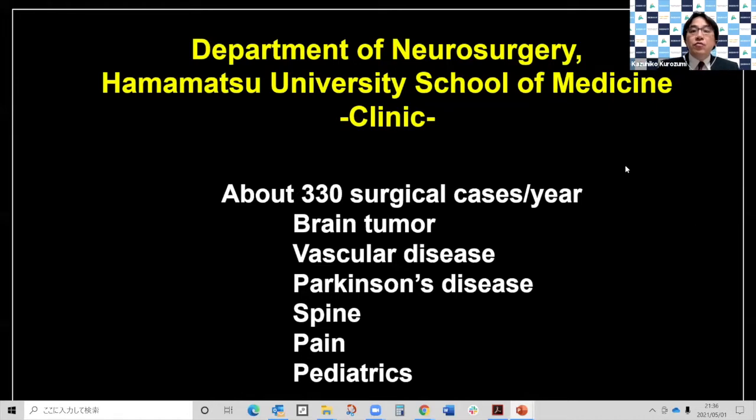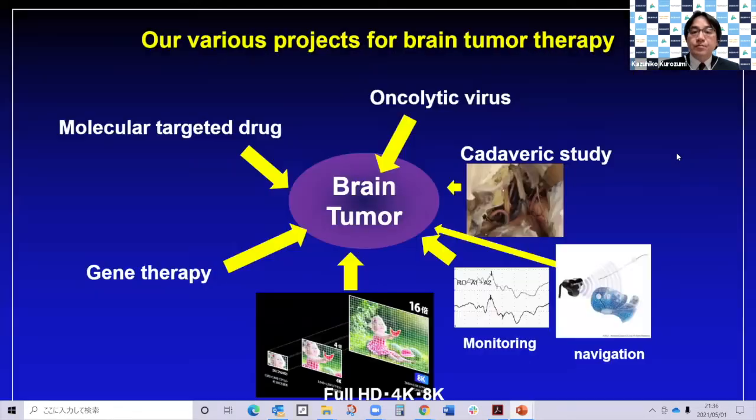In our Department of Neurosurgery, Hamamatsu University School of Medicine, there are approximately 330 surgical cases per year: brain tumor, vascular disease, Parkinson's disease, spine, and pain, pediatrics. For brain tumor therapy, there are several projects using molecular targeted drugs, gene therapy, and oncolytic virus therapy. We are performing a cadaveric study, using monitoring navigation and an endoscope 4K, 8K system.